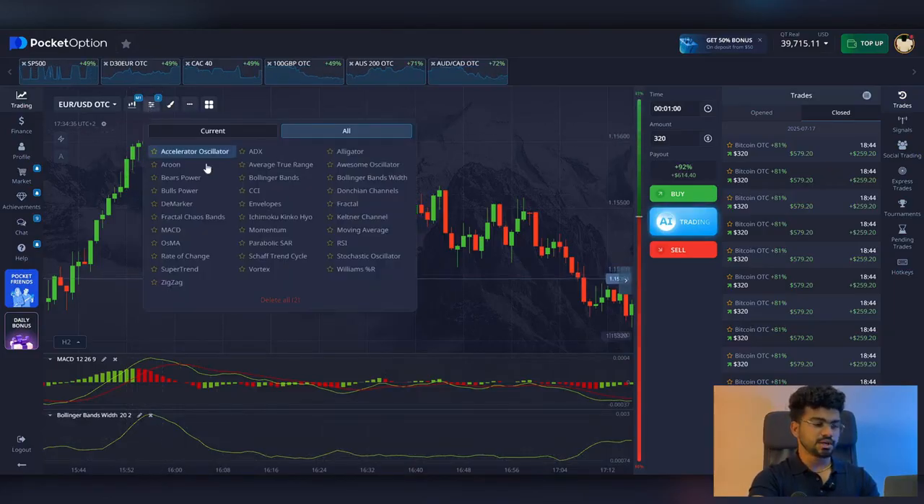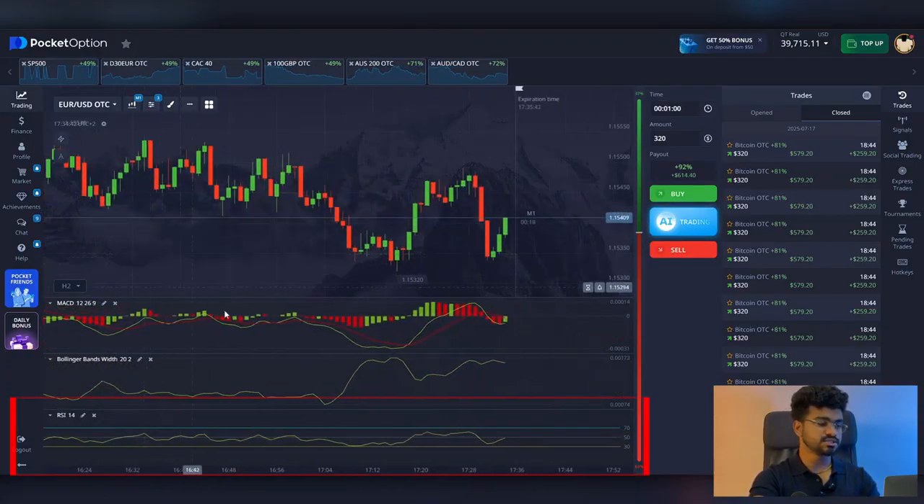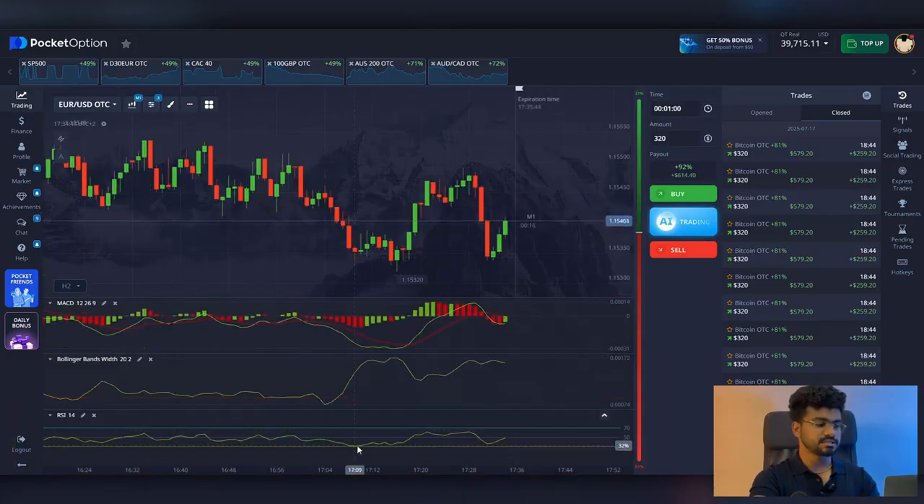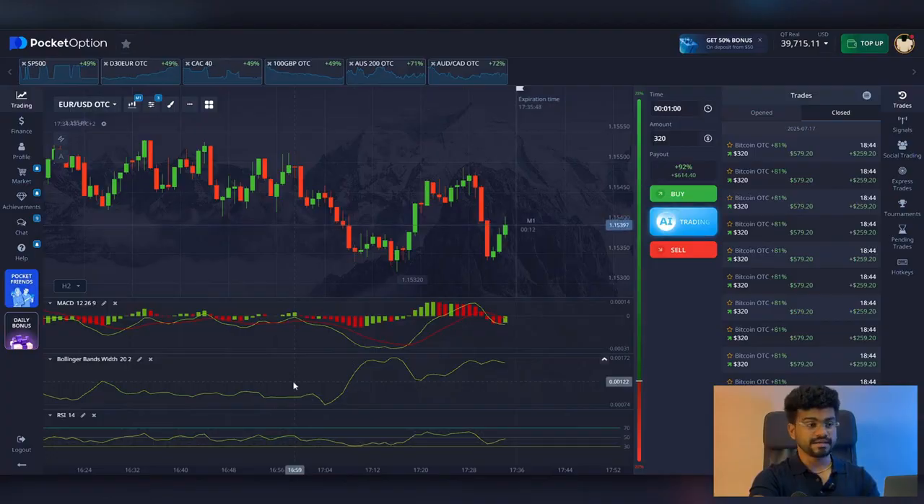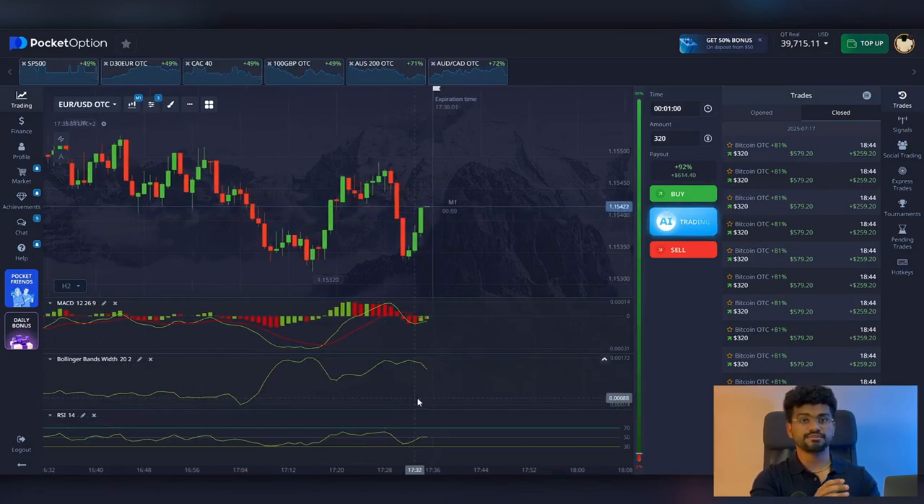And next, below that, we have the RSI, which is the Relative Strength Index. Now this tool tells us if the market is overbought or oversold, which is great for finding high probability reversal points. All of these indicators can be combined with our AI tools to give you a very helpful insight and signals for trading with ease.